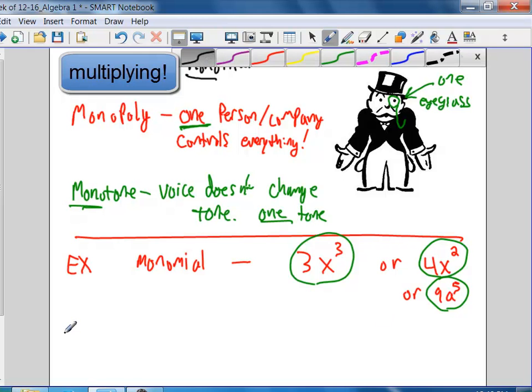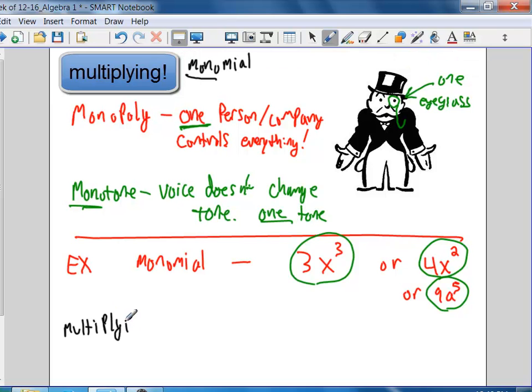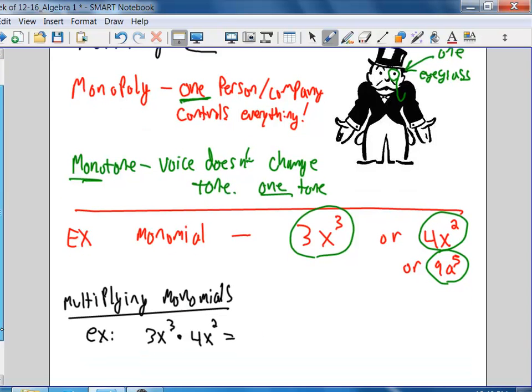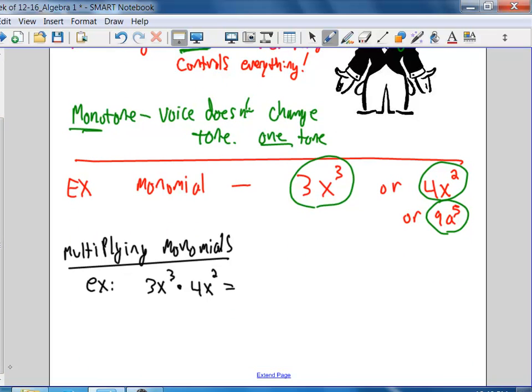Here is multiplying monomials. Oh, we already kind of wrote that. Oh well. So here's my first example. If I had 3x to the third and I had to multiply that by 4x squared, what would that be? Well, this is where we got to remember a few things from algebra class and just recall all of that stuff.